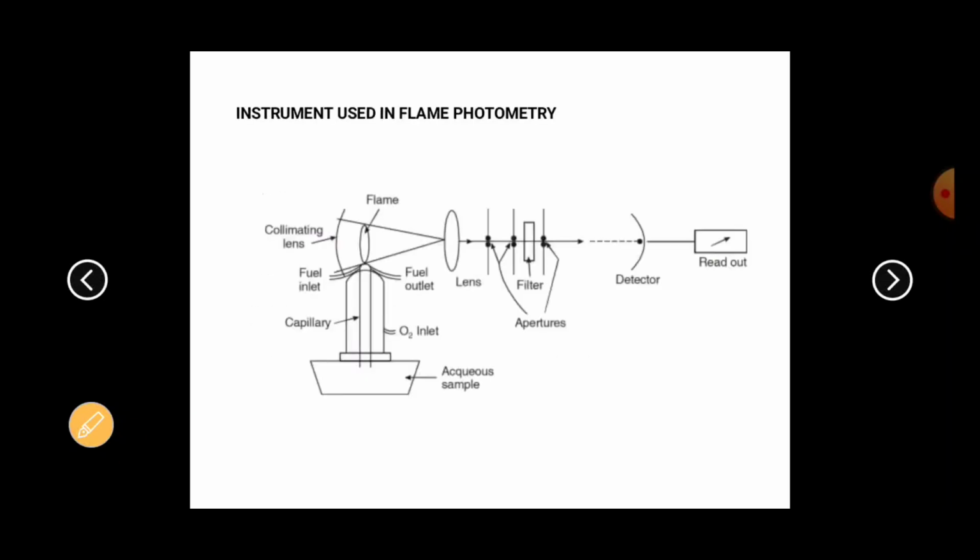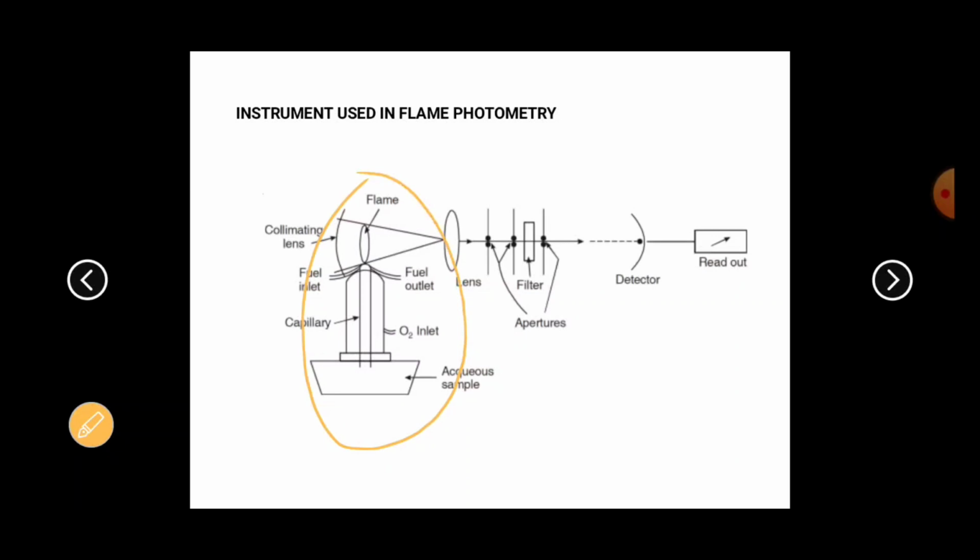Let us see the instruments used in the flame photometry. So this is the instrument which is a single beam. And you can see the schematic diagram here. The components already we have discussed, that is the burner, flame, fuel and oxidant, filter or monochromator, detector and readout device. You can see in the diagram. And here the flame photometer contains the burner where the solution to be analyzed.